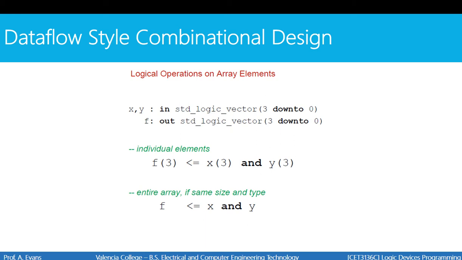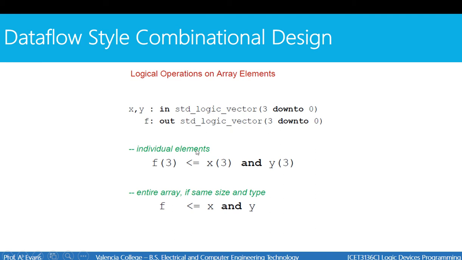When it comes to arrays, we can perform logical operations on array elements, or we can perform a logical operation on an entire array itself. So for example, let's say I have two signals, X and Y. They are standard logic vector, they are an input, and they both have a size of 3 down to 0. So that means there are 4 elements in this vector, and then there's an output vector F with 4 elements as well. Remember, when we discuss arrays, the size right here determines how large the array is, and it also tells you where the most significant bit is. So in this case, cell number 3 is your most significant bit in this vector, in this array.